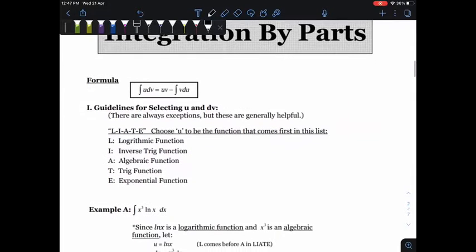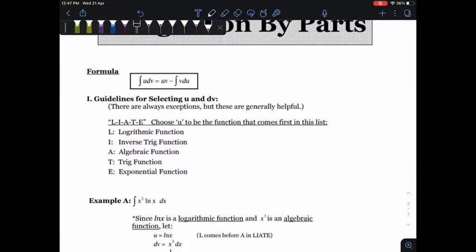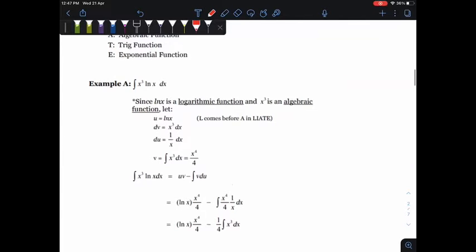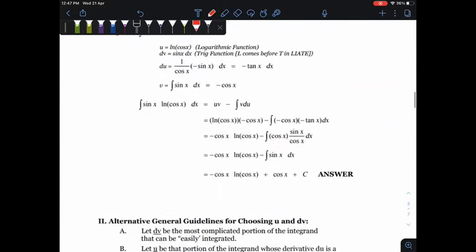We will use this formula: the integral of u dv is equal to uv minus the integral of v du, and it is based on the word LIPET, L-I-P-E-T. We know that L stands for logs or ln, I stands for inverse trig functions, P stands for the polynomials, E stands for exponential, and T for trigonometric functions. Here we have some solved examples.